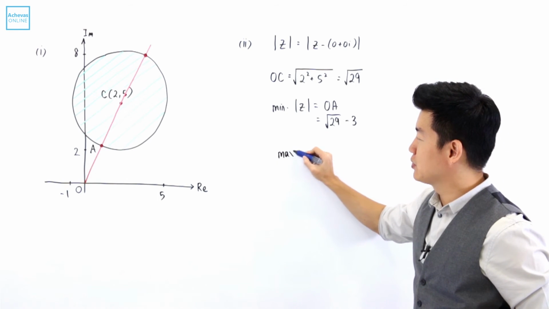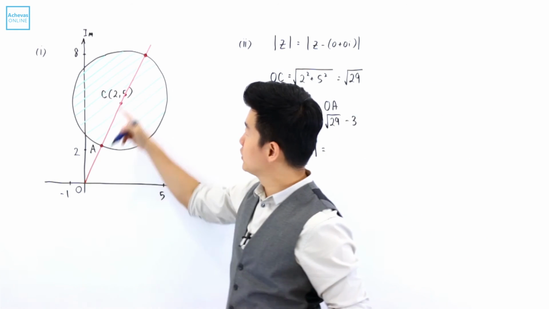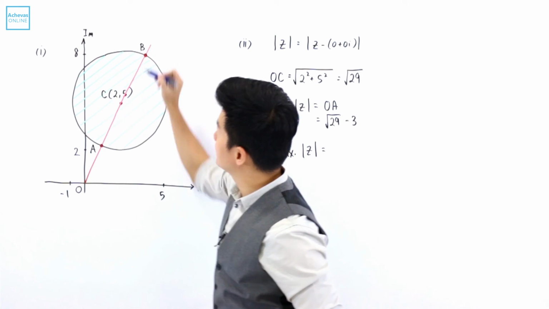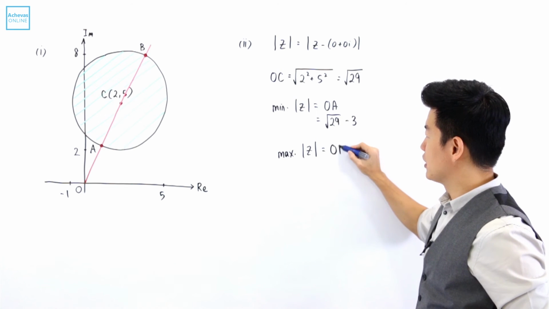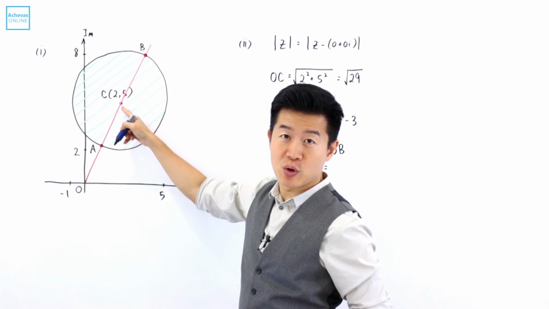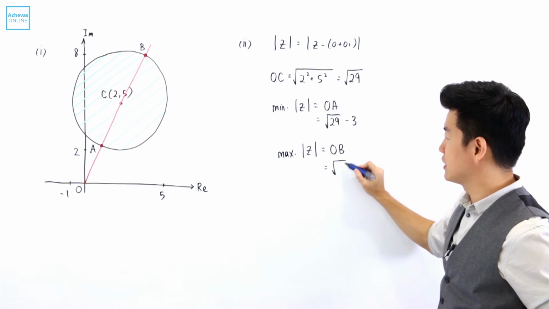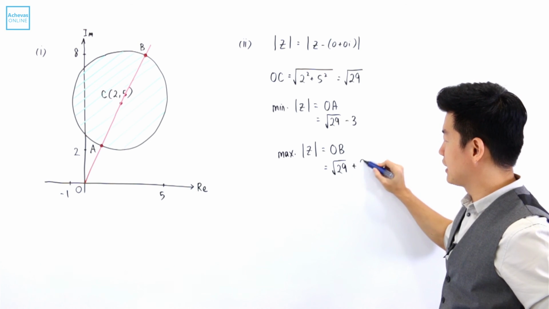And the maximum possible of modulus z is going to be from here to here. Let's say I call this point B. So it is going to be OB. And that is going to be from here to here, which is square root of 29, plus the radius of the circle, which is 3. So it is square root of 29 plus 3.